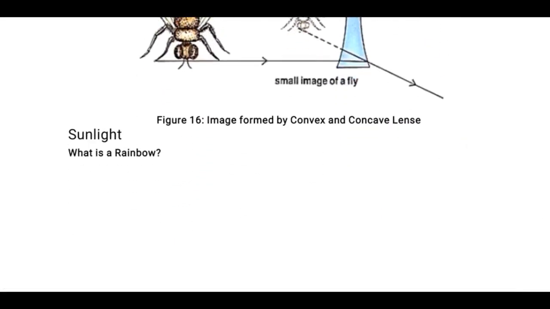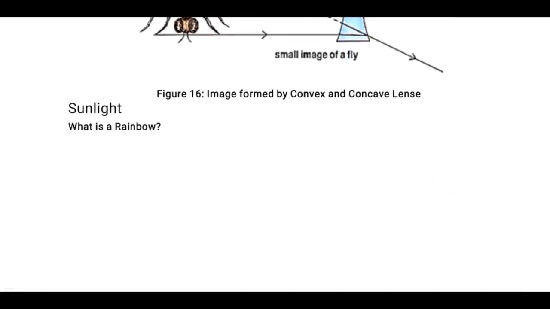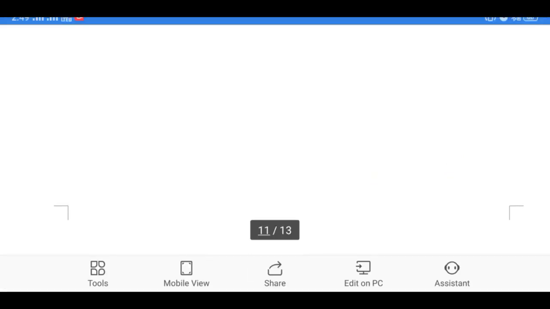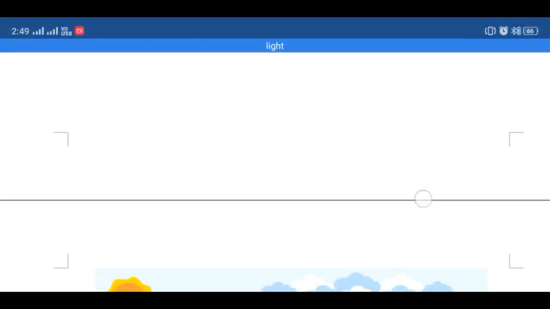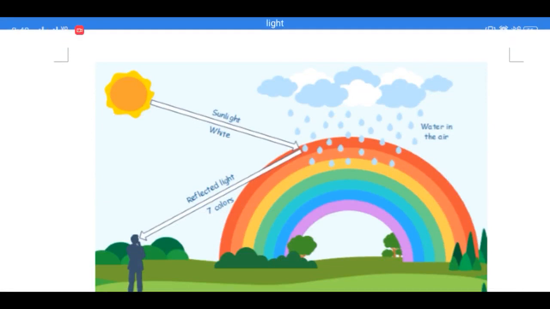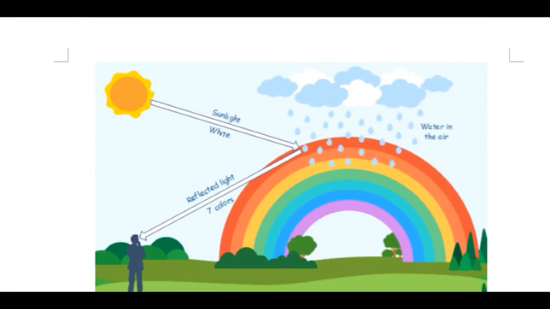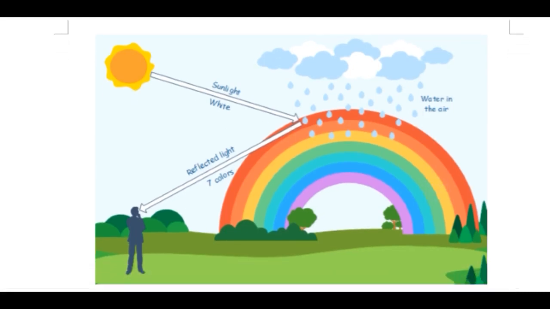Okay. And now we are going to see the next topic, which is sunlight: the rainbow. What is a rainbow? A rainbow is a natural phenomenon which produces 7 different colors. What are they? Violet, indigo, blue, green, yellow, orange and red. According to the wavelength, the arrangement of light is also present. Then how does nature produce a rainbow?